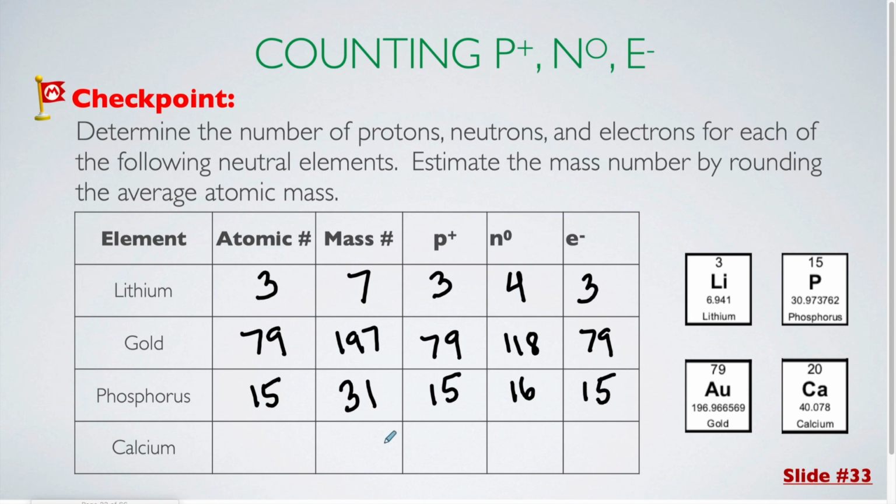For our last one, we have calcium. Atomic number is 20. Mass number is 40, because the 0 will not round up the other 0. Protons are 20. When I subtract, 40 minus 20 is also 20. And then 20 electrons to cancel out the 20 protons. So for this one, our protons, neutrons, electrons are all equal.